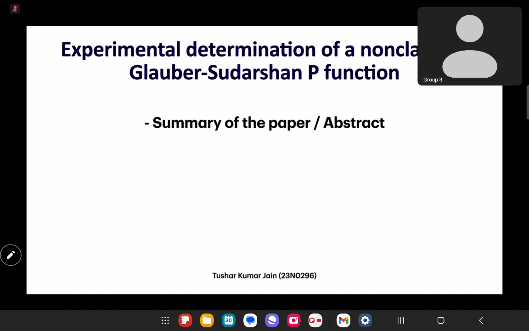And this is not just a technical achievement, it's a foundational validation of quantumness as originally defined by Glauber and Sudarshan. It also shows that P function based non-classicality detection is robust even in the face of experimental imperfections and thermal noise. Now, you might ask, why study this? What makes the P function so important? So let me break it down into four key motivations.